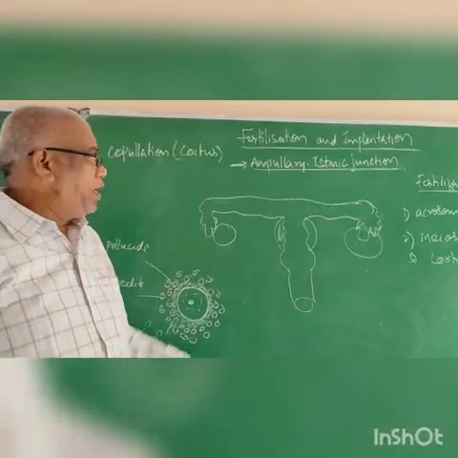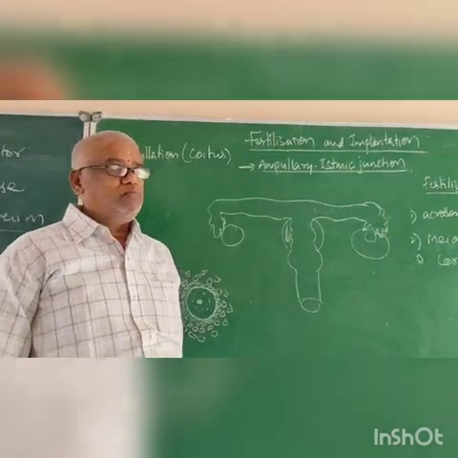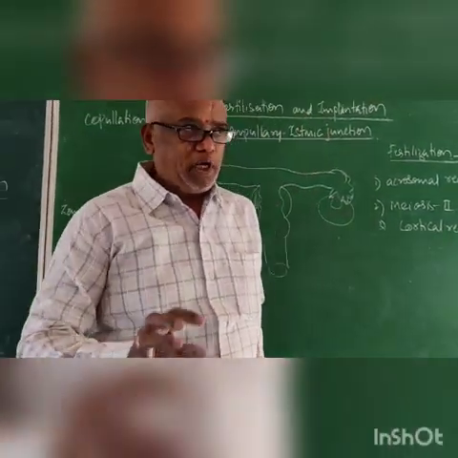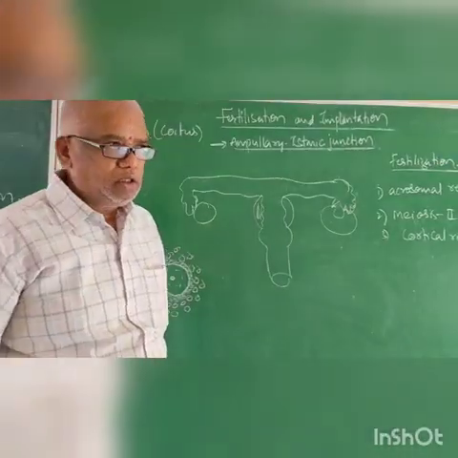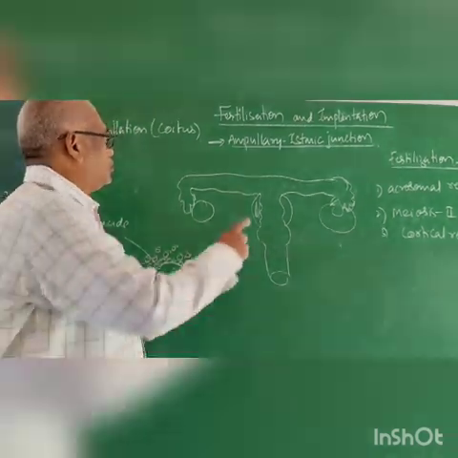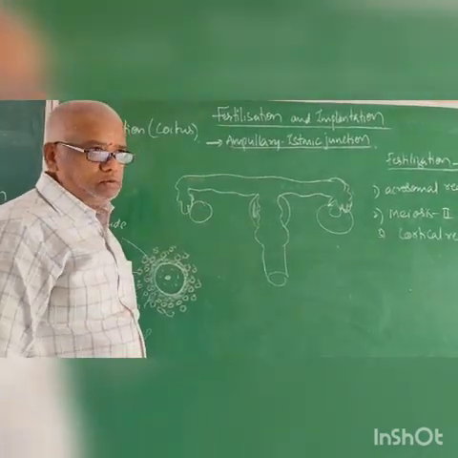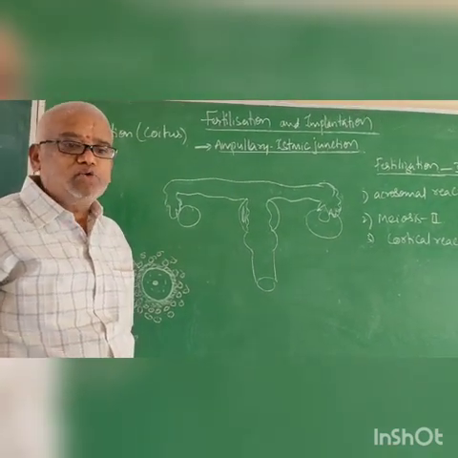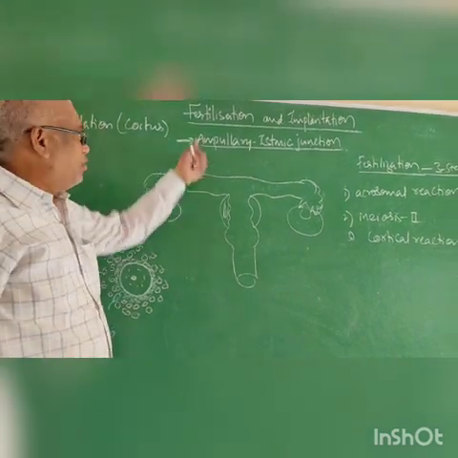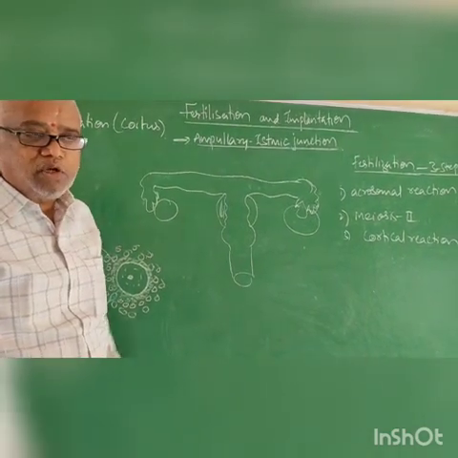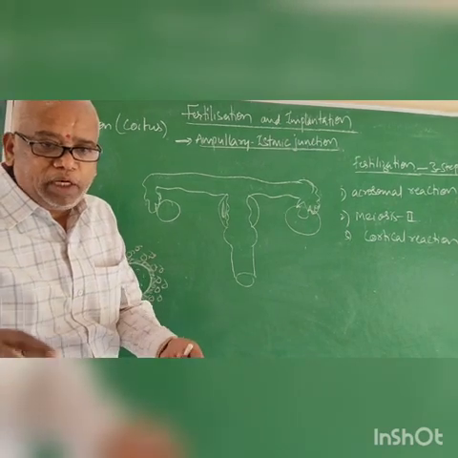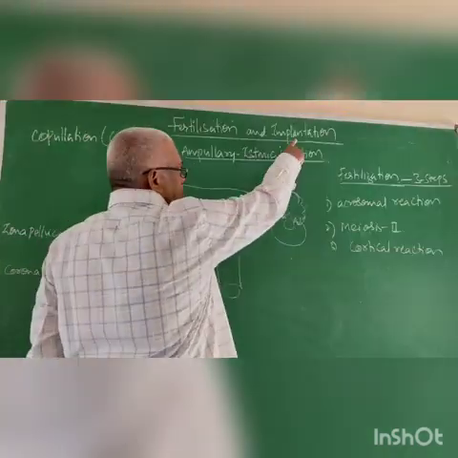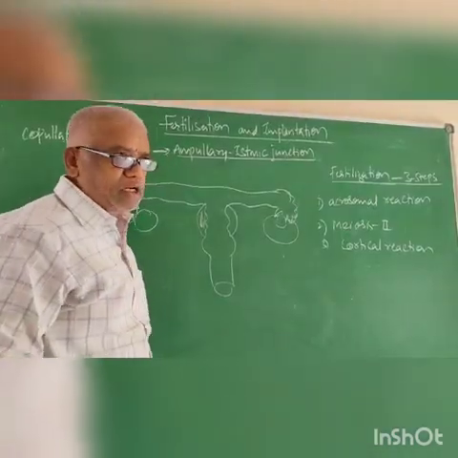Follow this. The next topic is fertilization and implantation. It is somewhat difficult, so be concentrated and listen carefully. Fertilization: the process of union of male and female gametes to form the diploid zygote. This is the definition of fertilization. Now what is implantation? Later I will say.